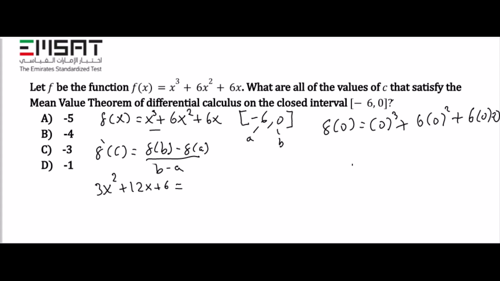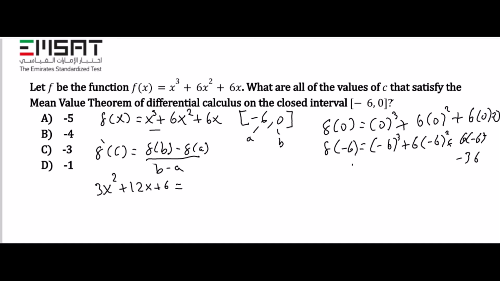Then we do the same thing to get f of a by substituting -6. So f of -6 equals, in brackets, -6 to the power of 3 plus 6 in brackets -6 squared plus 6 in brackets -6, which will give us -36.